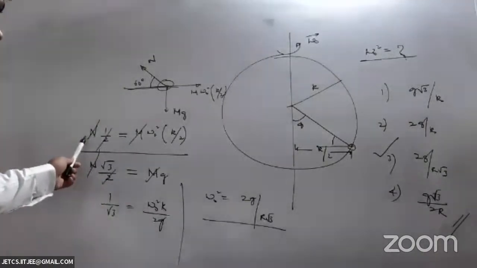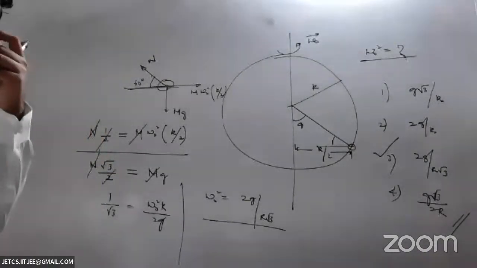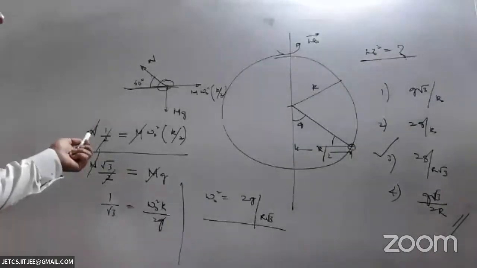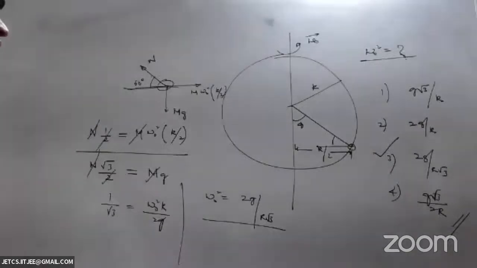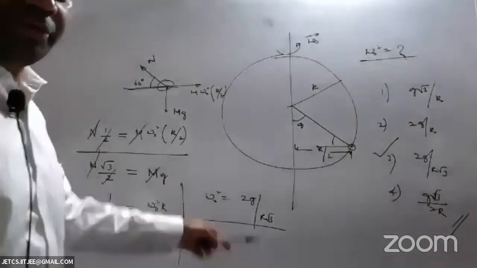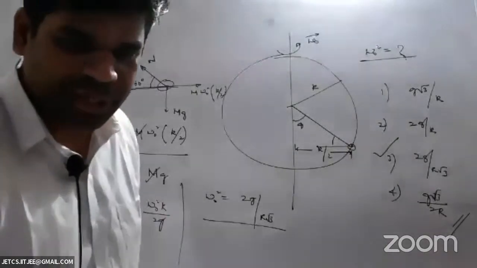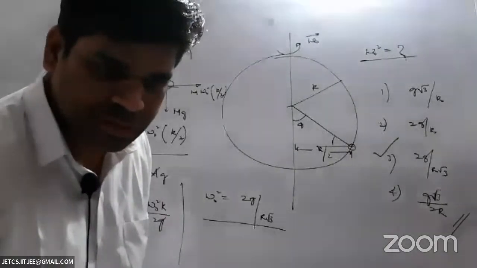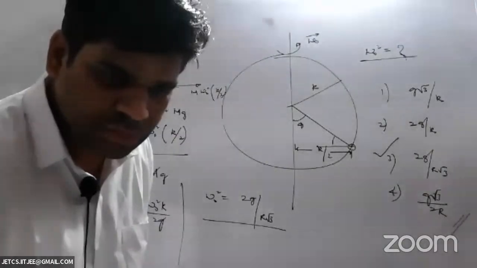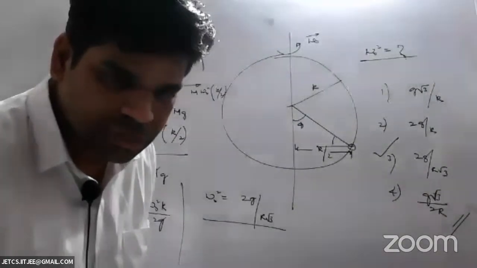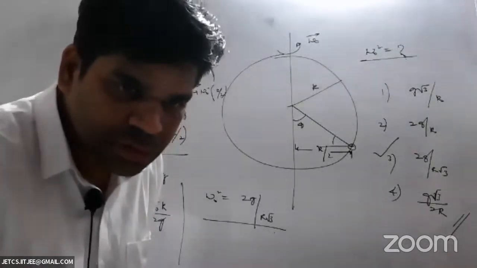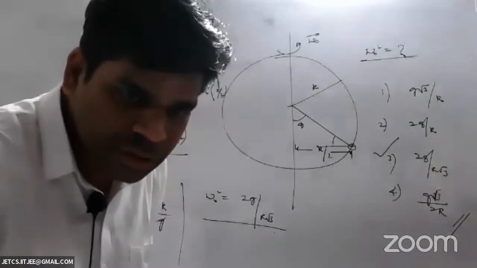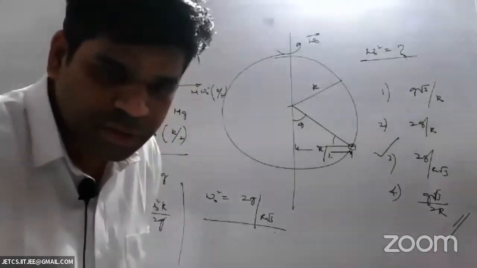I've written the horizontal component of normal reaction equating to the pseudo force, and the vertical component of normal reaction equating to the gravitational force. I divide these two equations, I'll get omega square. Check if this omega square is correct. Is the simplification correct? Yes, correct. It's correct? All right.